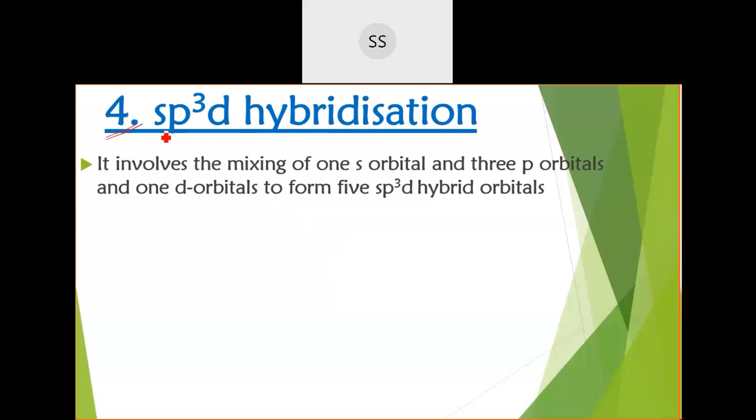Which involves mixing of one s orbital, 3 p orbitals and 1 d orbital. So altogether how many orbitals are we taking? The atomic orbitals we are taking are 5. If you are taking 5 atomic orbitals, you will end up getting 5 sp3d hybrid orbitals. So this hybridization is called sp3d hybridization. So we have one s orbital, then 3 p orbitals, and then one d orbital which is involved. So I'll just write one d orbital.